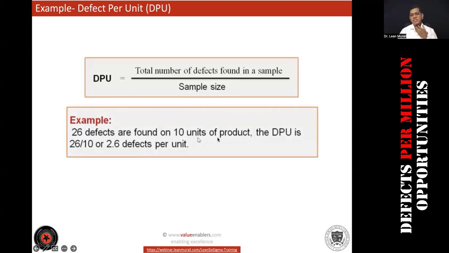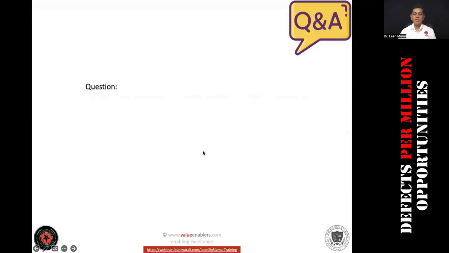Okay. So defects per unit, we have already said, is the total number of defects found in the sample divided by sample size. One more example for understanding. If you have 26 defects and 10 units of products produced, the number of units is 10 and defects is 26. So 26 divided by 10 is 2.6 defects per unit. This is a simple example.